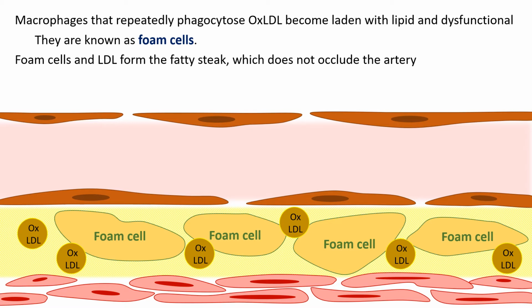This fatty streak, so far, has not grown enough that it protrudes into the artery or reduces the size of the lumen, so it doesn't occlude the artery at all. It's just that yellow fatty streak.